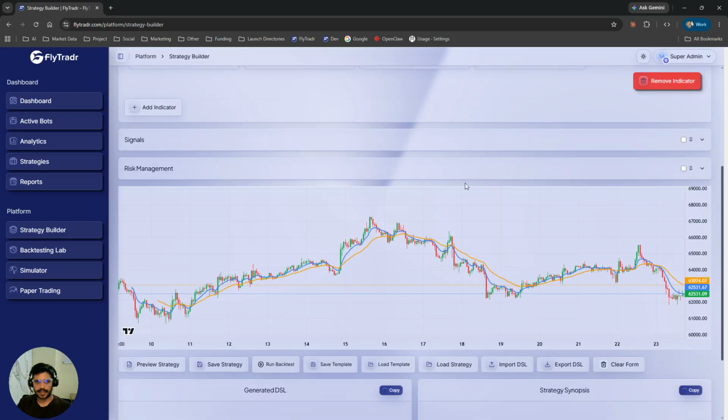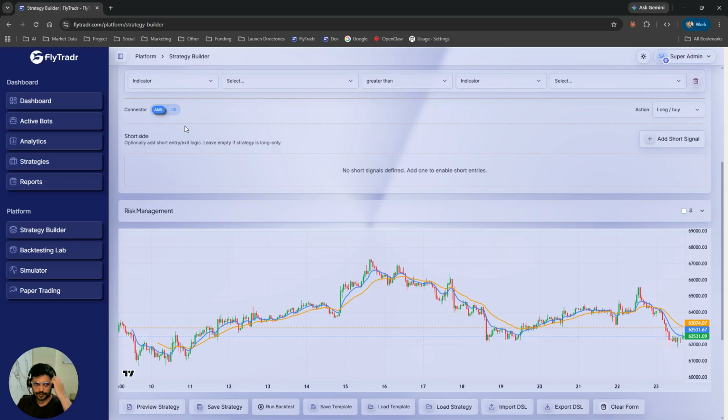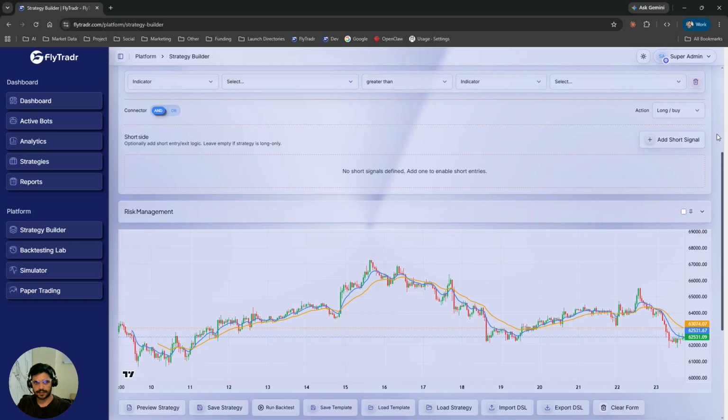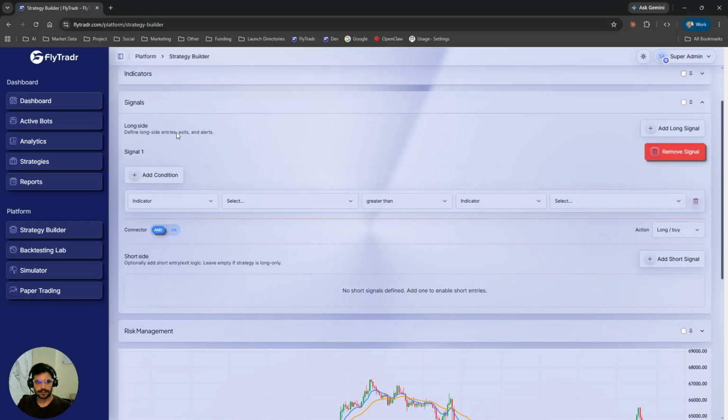Now let's move to the next section. So indicators are there. We have a name to our strategy. So far, it's just a simple skeleton. There's nothing in it, right? It can't really do anything because we just have indicators. Now, for this strategy to be executable, we have to have certain signals and conditions, right? For that, we have signals section.